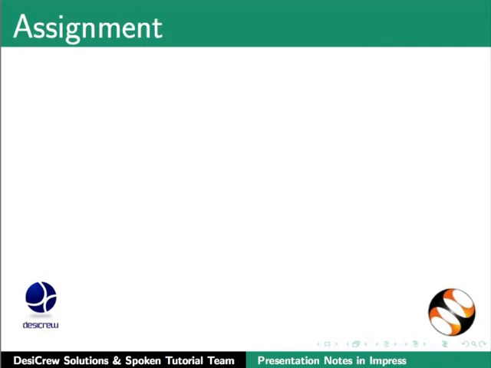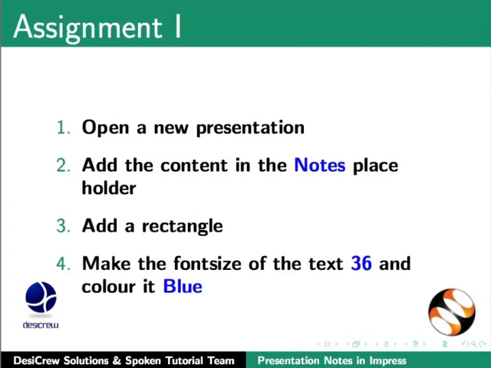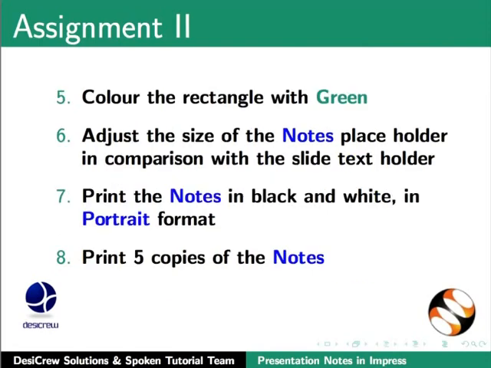Here is an assignment for you. Open a new presentation. Add the content in the notes placeholder and add a rectangle. Let the font of the content be 36 and color it blue. Color the rectangle with green. Adjust the size of the notes placeholder in comparison with the slide text holder. Print the notes in black and white in portrait format. You need to print 5 copies of the notes.